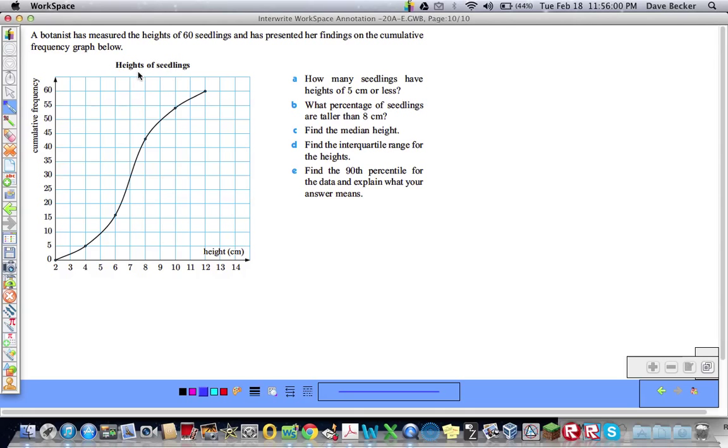What we have is heights of seedlings. Somebody planted something and it grew to a particular height, and we have a cumulative frequency table recording the heights of these seedlings. So a botanist has measured the heights of 60 seedlings and has presented her findings on the cumulative frequency graph below. How many of the seedlings have heights of 5 centimeters or less?